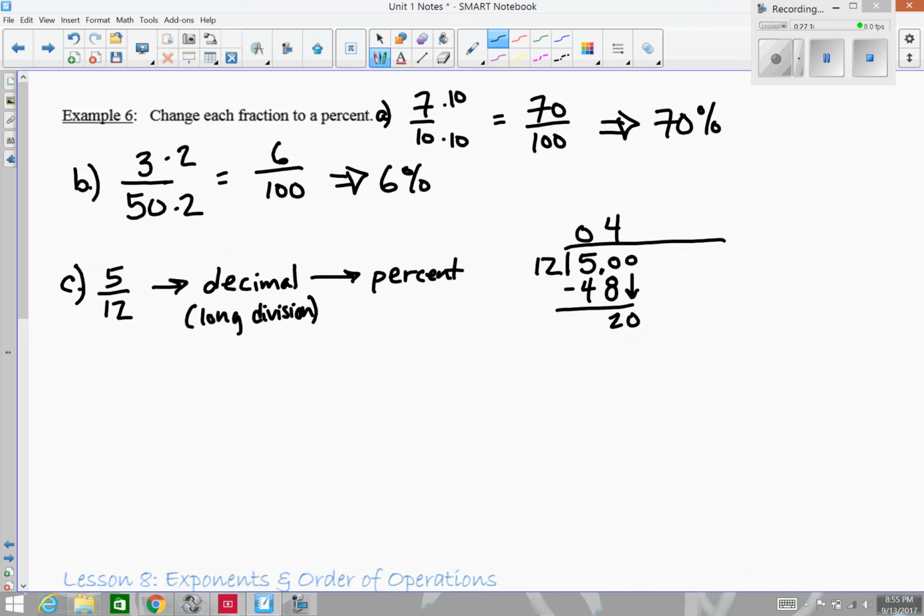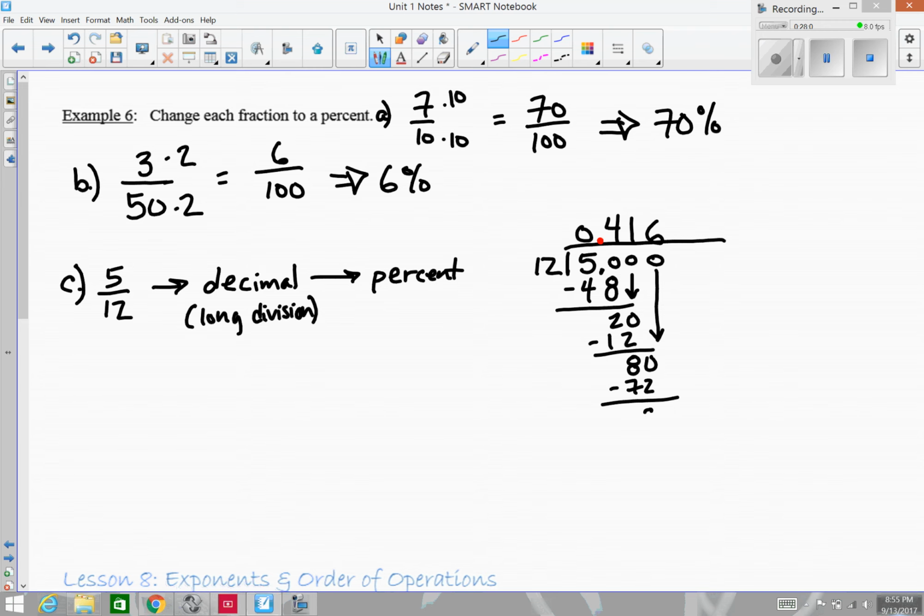We'll bring down a 0. 12 into 20 goes 1 time. There's something I didn't do here though. I'm going to go back and put in my decimal place. There we go. So returning back to my division, 12 into 20 goes once. When I subtract that, I get 8. And I still have a remainder, so I'm going to need another 0. Bringing down another 0, 12 into 80. Got to do a little guessing and checking. I'll find that that will go 6 times, and 6 12s is 72.